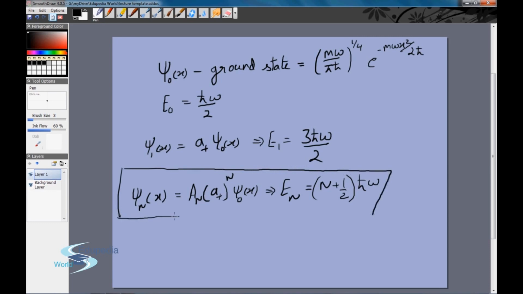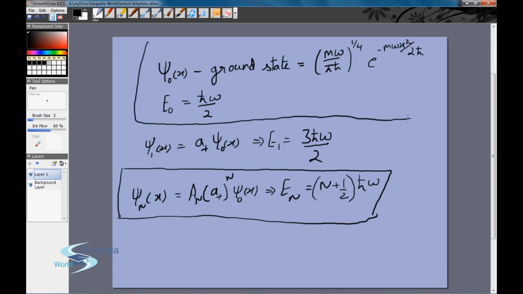We have a ground state which is equal to (mω/πħ) to the power 1/4 e to the power minus mωx²/2ħ. And then obviously we can find excited states by applying the raising operator a certain number of times. This is just the normalization constant. And we can also find the energies, which is (n + 1/2)ħω. So this completes the harmonic oscillator.